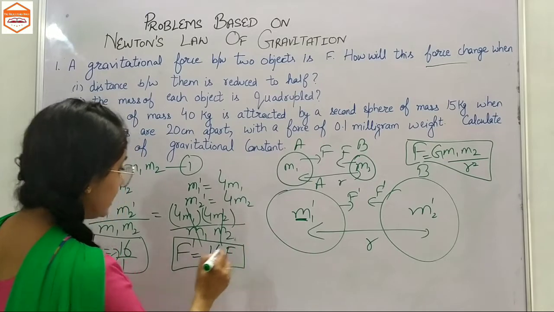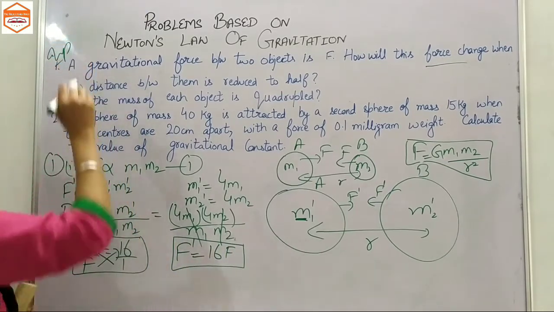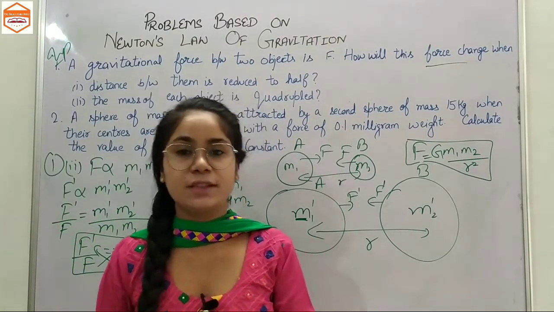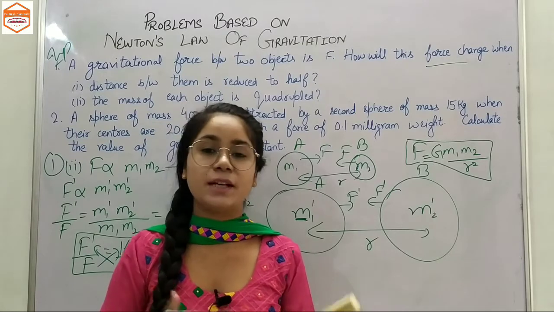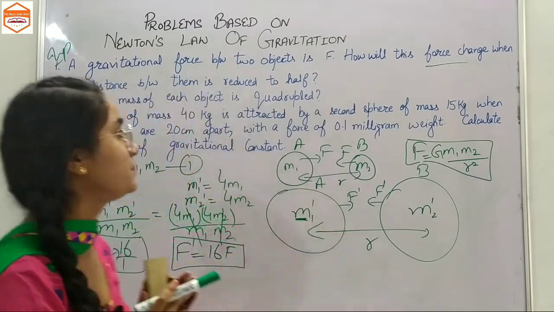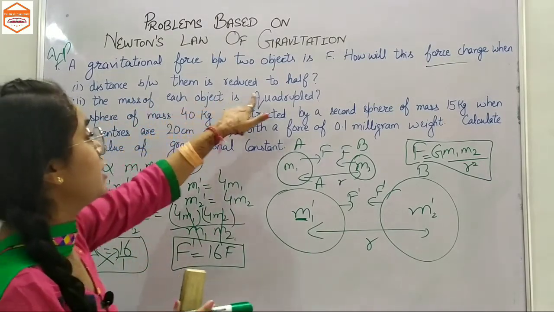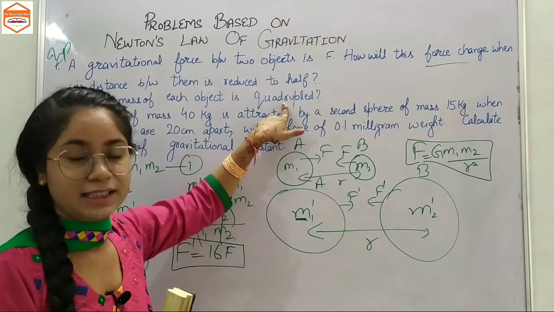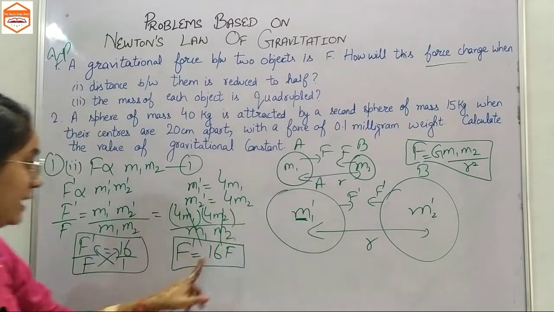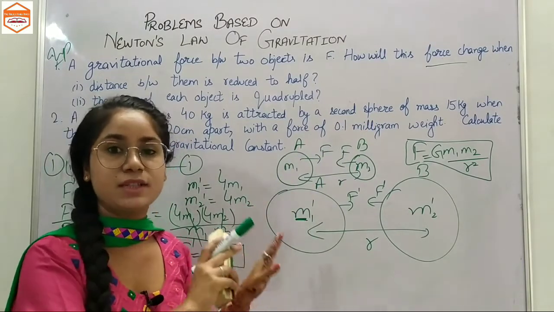Now what does this thing mean? Well, this problem is very important for the MCQs, for solving the problems, for the reasoning questions, for 1-mark questions, for everything. Okay, so pay attention here. Now what does this mean? If the mass of each object becomes 4 times than the previous one, then the change in force would be 16 times from the previous condition, from the previous force.